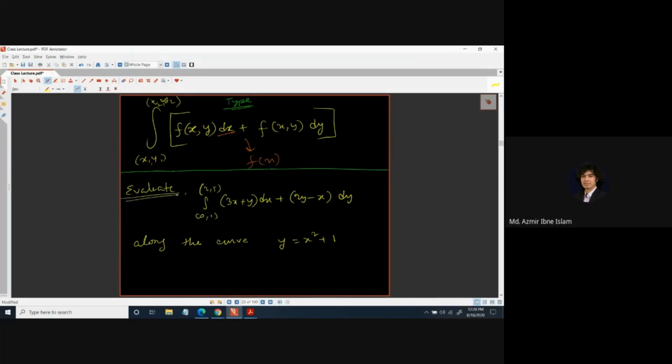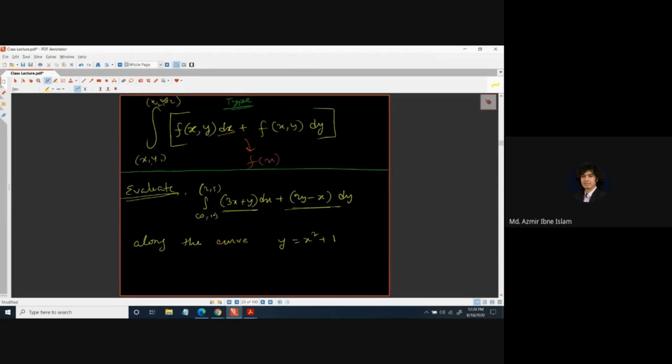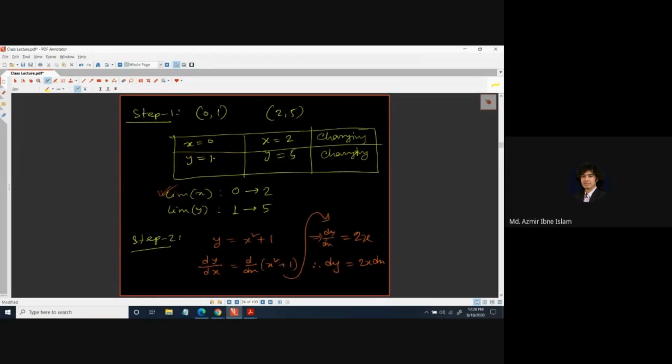We have one problem here. Integration from (0, 1) to (2, 5). We have the curve that is actually a parabola. You can see y equal to x squared plus 1. Under this curve, we have to evaluate this integral, of f of x, y dx, f of x, y dy. So in step 1, we have to check the x values and y values for the first point. So the first point is (0, 1), in lower limit. So x equal to 0, y equal to 1. And the second point, that is the upper limit, is (2, 5). So here x equal to 2, y equal to 5.